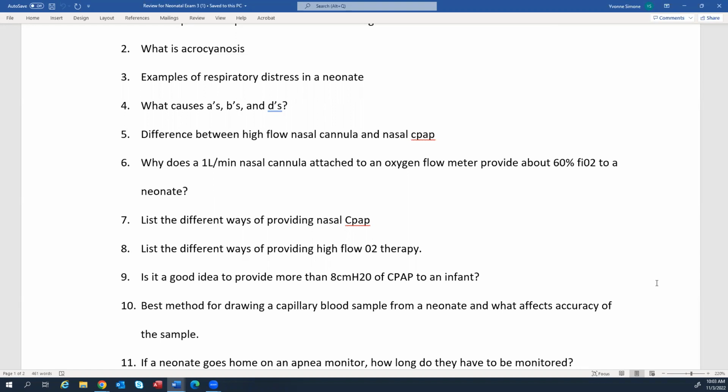Is it a good idea to provide more than 8 centimeters water of CPAP to an infant? And the answer is no, because with that amount of pressure being delivered to the nose, it makes it difficult for the infant to exhale. So if they're not oxygenating well on CPAP with increased FiO2s, at that point, it's indicated to intubate them and put them on a ventilator. So you don't want to go higher than 8 of CPAP for neonates.